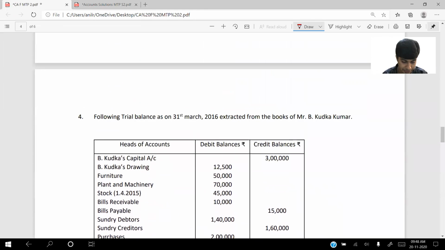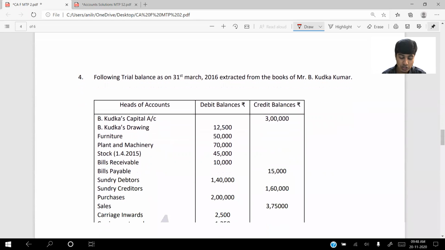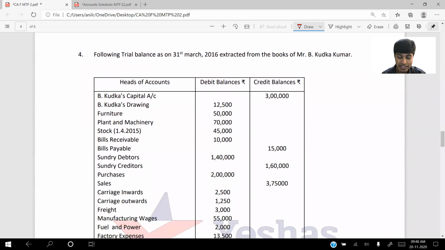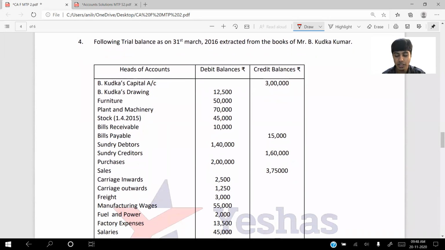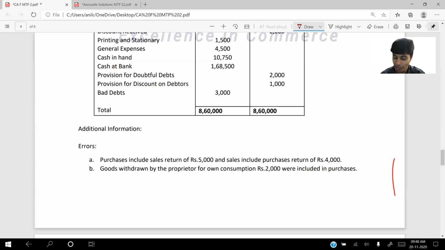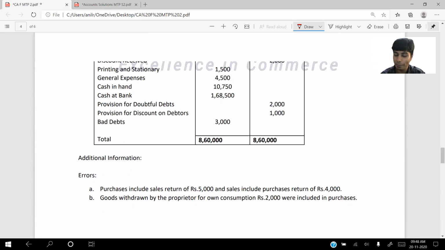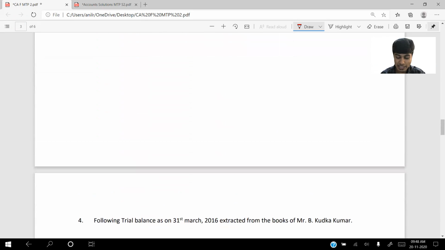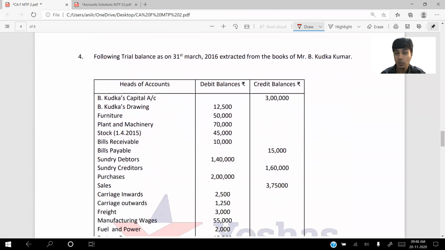Okay, let us start. Following is the trial balance as on 31st of March 2016, extracted from the books of Mr. B. Kudka. Should I tell what is B? Gamma trial balance. Are you tallying? Check. Yes, it's tallying. I hope you got it now. If you got it, I'm happy. I'm not wearing glasses, but still, this guy is that Kudka.